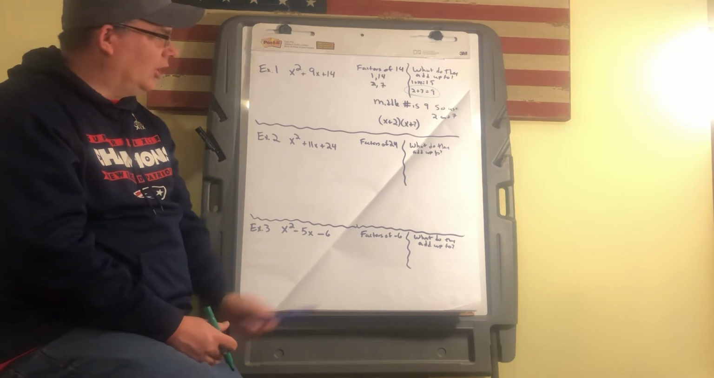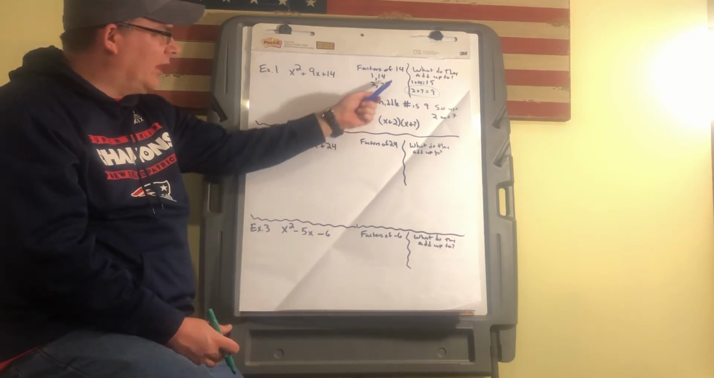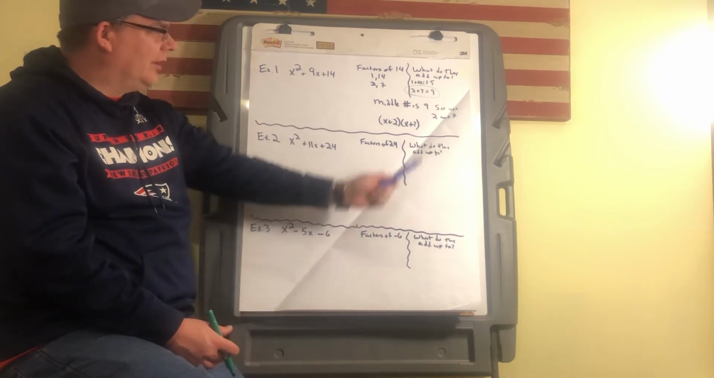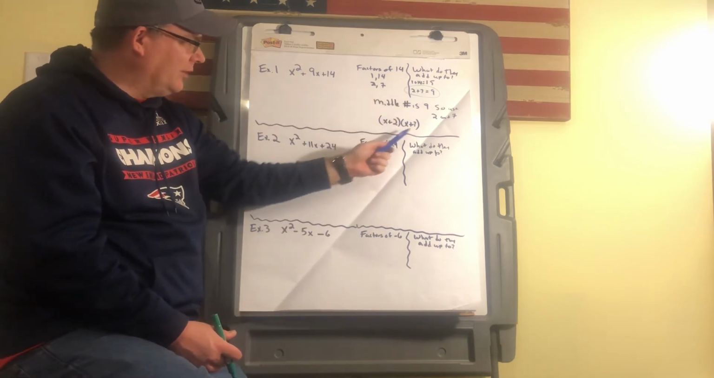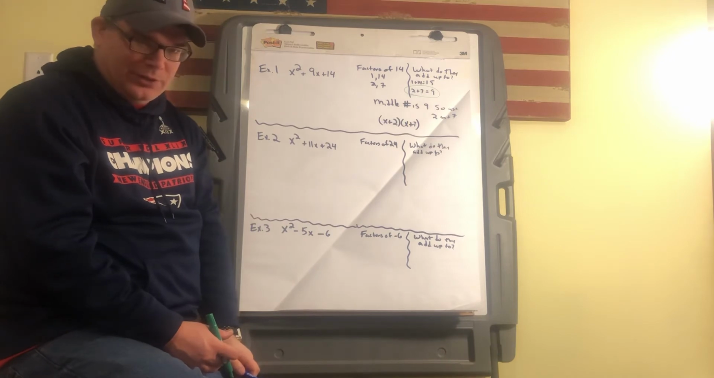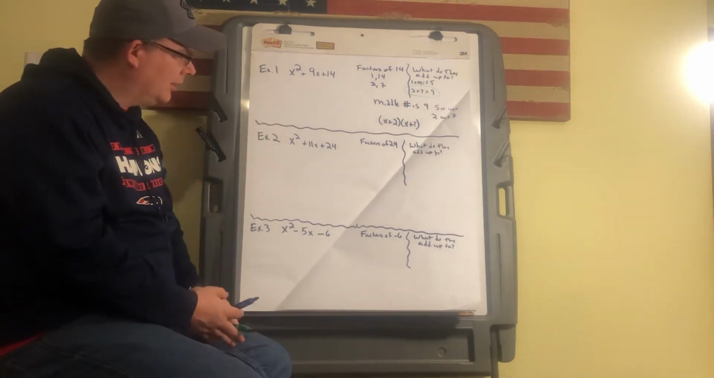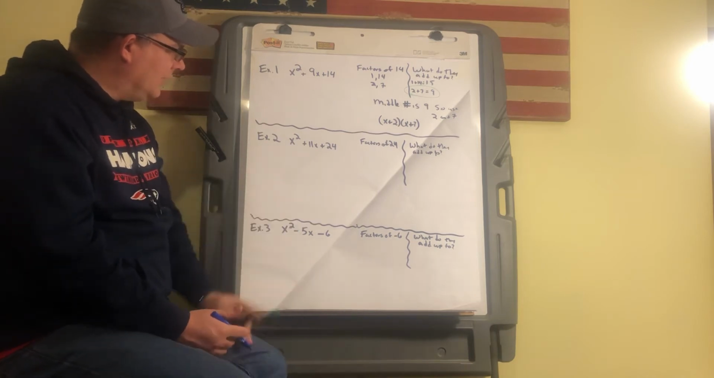Okay, so these are the only options that will work to give you 14 as the last number. Which combination will add up to 9 in the middle when we FOIL? 2 and 7. Okay, got the blue pen to work. So let's do these out.